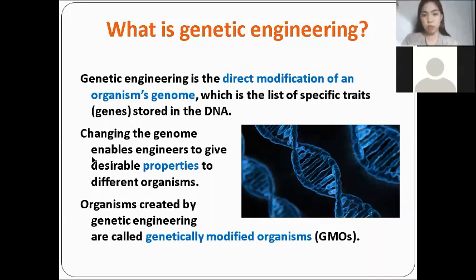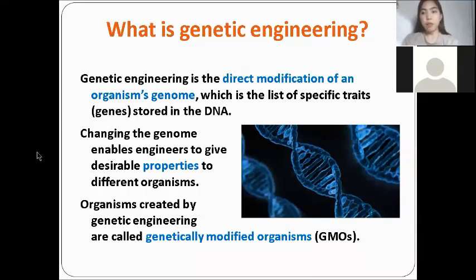So changing the genome enables engineers to give desirable properties to different organisms. So how do they change our specific genome to have desirable traits? Organisms created by genetic engineering are called genetically modified organisms.